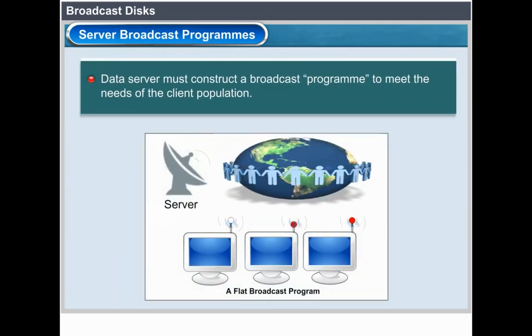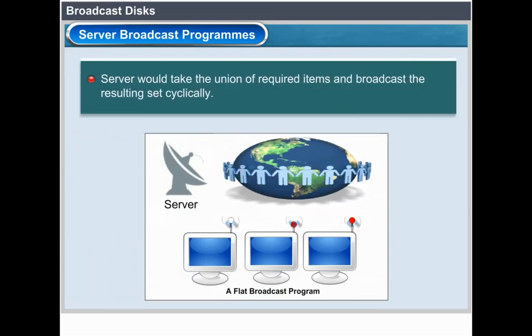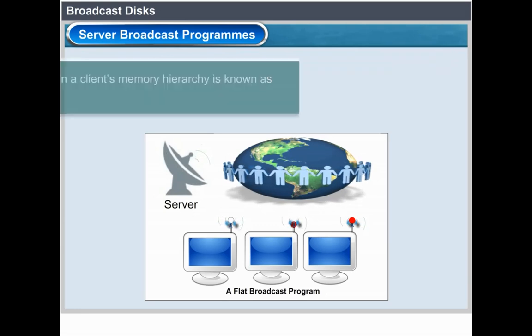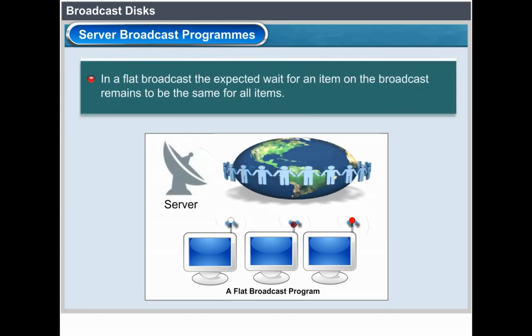Server broadcast programs. The data server must construct a broadcast program to meet the needs of the client population. The server would take the union of required items and broadcast the resulting set cyclically. This is a single additional layer in a client's memory hierarchy, the flat broadcast. In a flat broadcast, the expected wait for an item on the broadcast is the same for all items. Figure 1 shows a flat broadcast program.